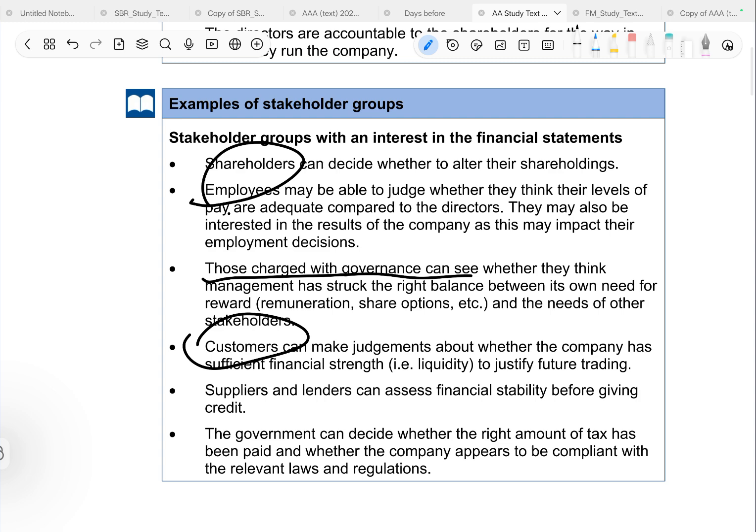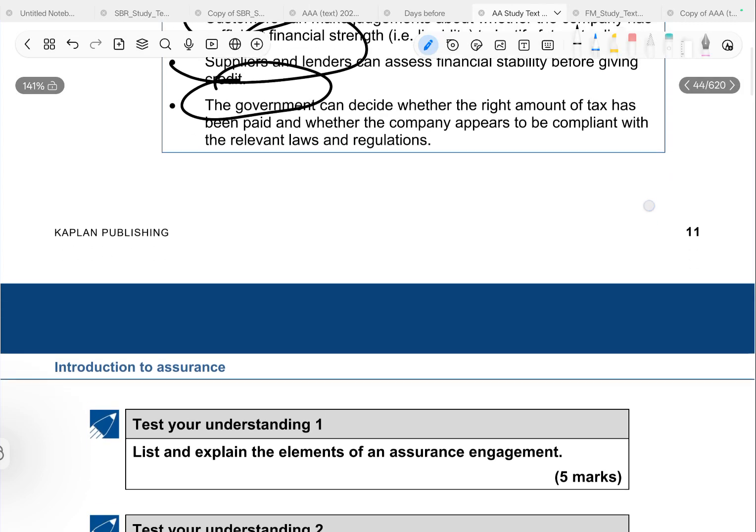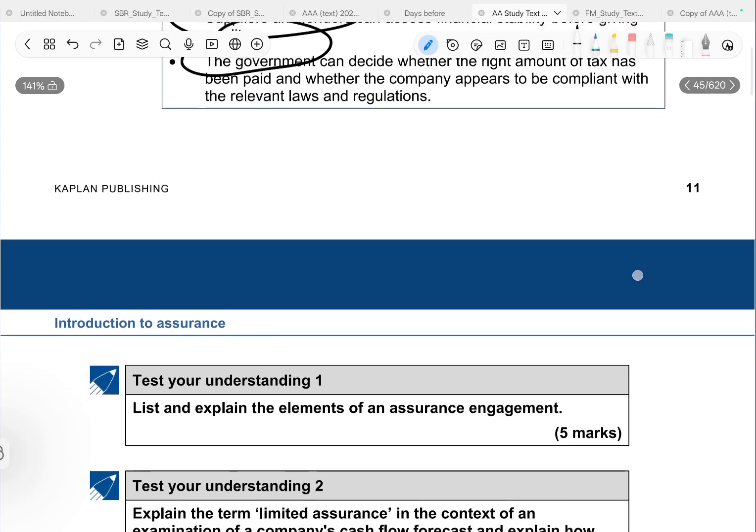Then we have suppliers and lenders. Before giving goods on credit or providing loans, they want to check whether the company is financially stable and capable of repaying its debt. So they rely heavily on financial statements to assess risk. And finally, we have the government. Governments use financial statements to determine whether the company has paid the correct amount of tax and complied with all the rules and regulations.